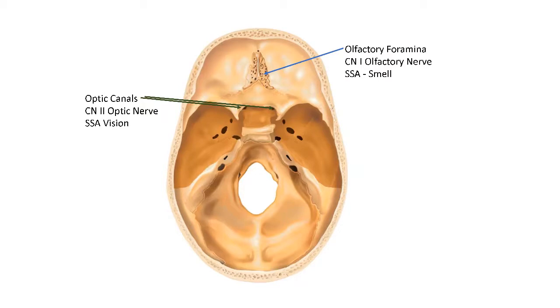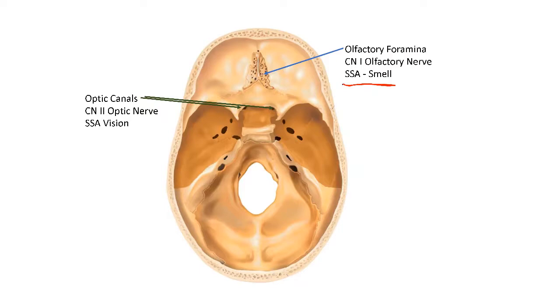The first one is the olfactory nerve. It comes from the olfactory foramina. That one's nice because it's named for each other. It is cranial nerve 1. It is SSA for smell. And you may remember that olfaction is the sense of smell. So that's a nice even one.